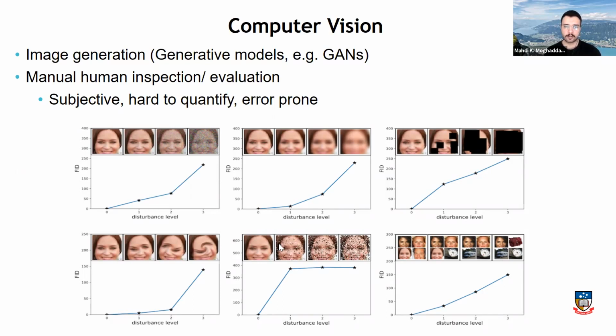Sometimes people use manual human inspection evaluation. Sometimes, for example in public data sets, people use Mechanical Turk to engage a lot of human annotators or qualitative assessors to assess if the generations, here we're talking about generative models, the samples that the model has generated, are good enough.